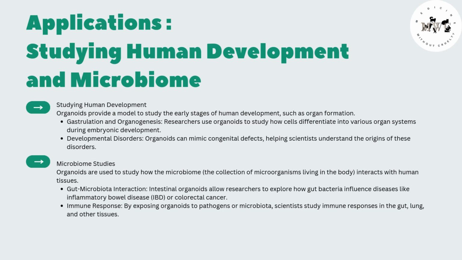So you can have gut microbiota interaction. So using an organoid that mimics your intestines to explore how gut bacteria influences diseases such as inflammatory bowel disease or colorectal cancer. And also with your immune response, by exposing organoids to pathogens or microbiota, scientists study immune responses in the gut, lung, and other tissues.